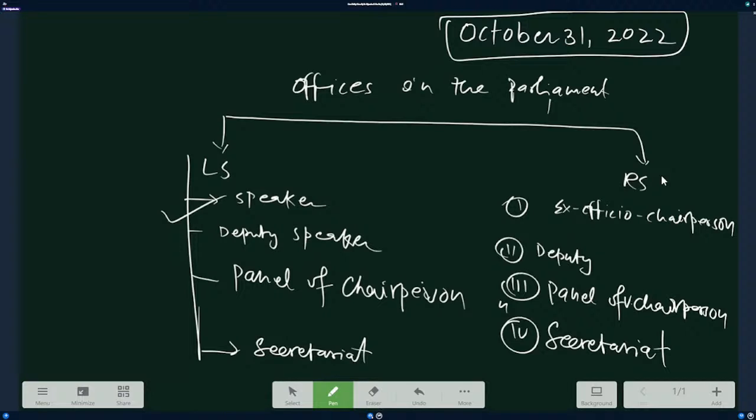Fine. What is the tenure of the Lok Sabha speaker? Tenure of the Lok Sabha speaker. Okay, what is the tenure of the Lok Sabha speaker?